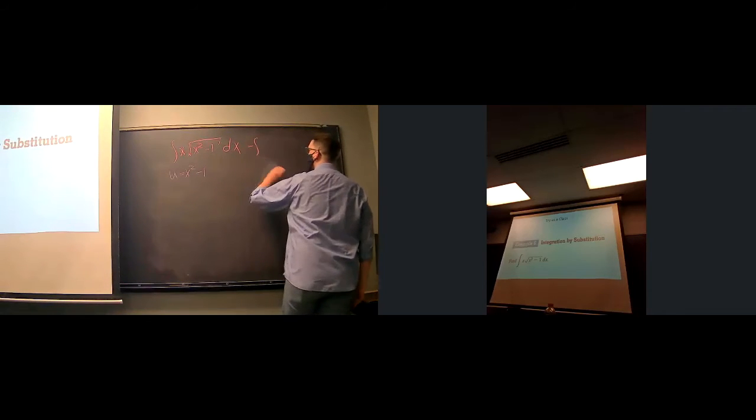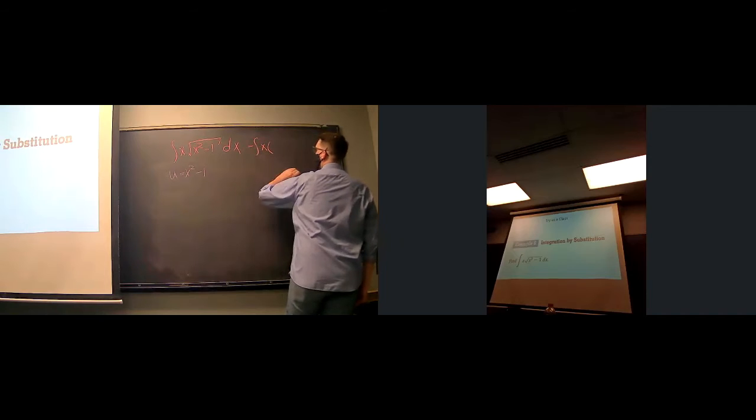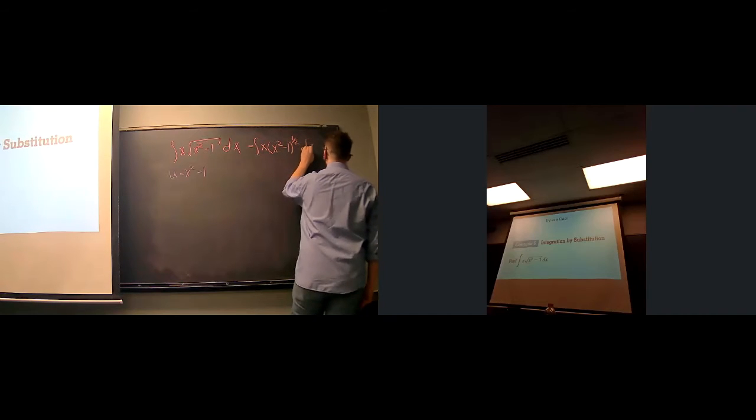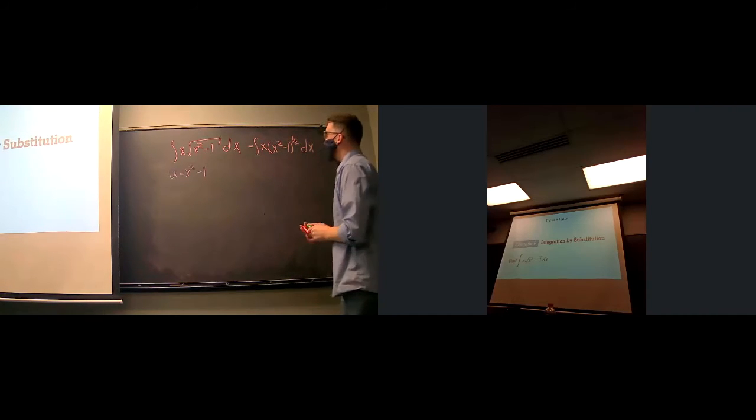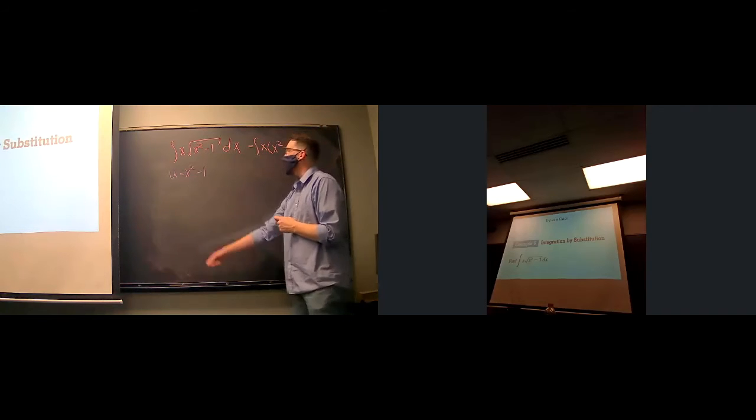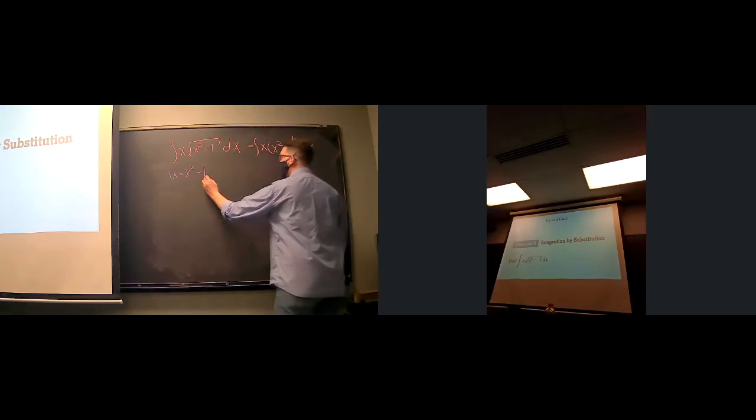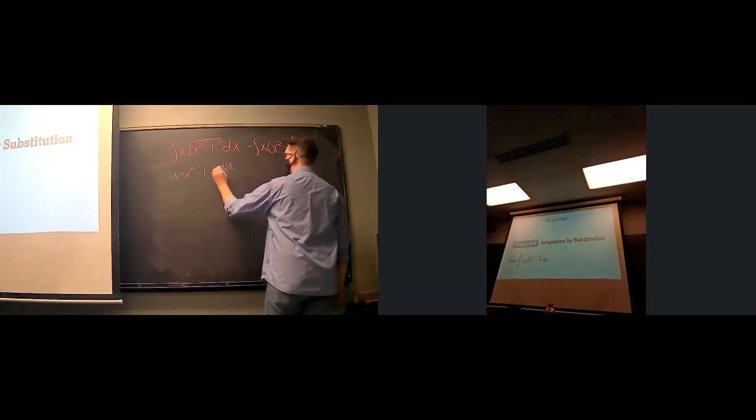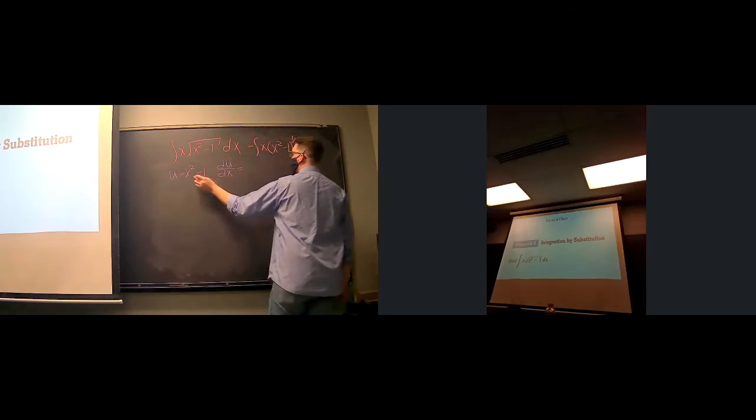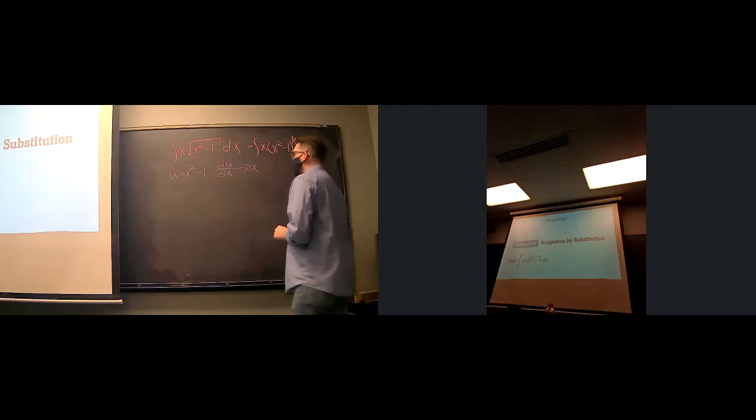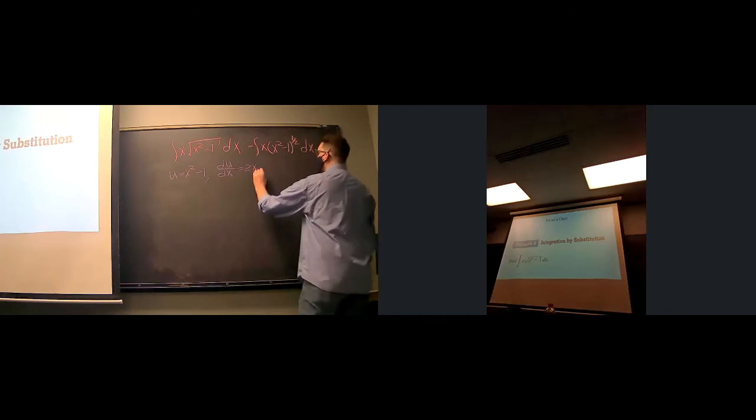Now, before we go any further, let's really quickly rewrite this, just so that it looks nicer. This can be rewritten as x times the quantity x squared minus 1 raised to the 1/2 power dx. So then, coming back now to u, du dx is going to evaluate out to be just 2x. So du is going to evaluate out to be 2x dx.